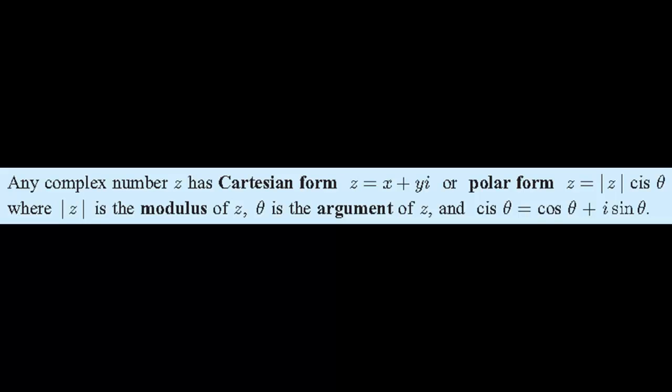So we've seen two forms that a complex number can take, and this summarizes it right here. Any complex number z has Cartesian form, z equals x plus yi, which is what we started with, or what we call the polar form, the cis theta form. z is equal to the modulus of z cis theta. And just a reminder that cis theta is cosine theta plus i sine theta.